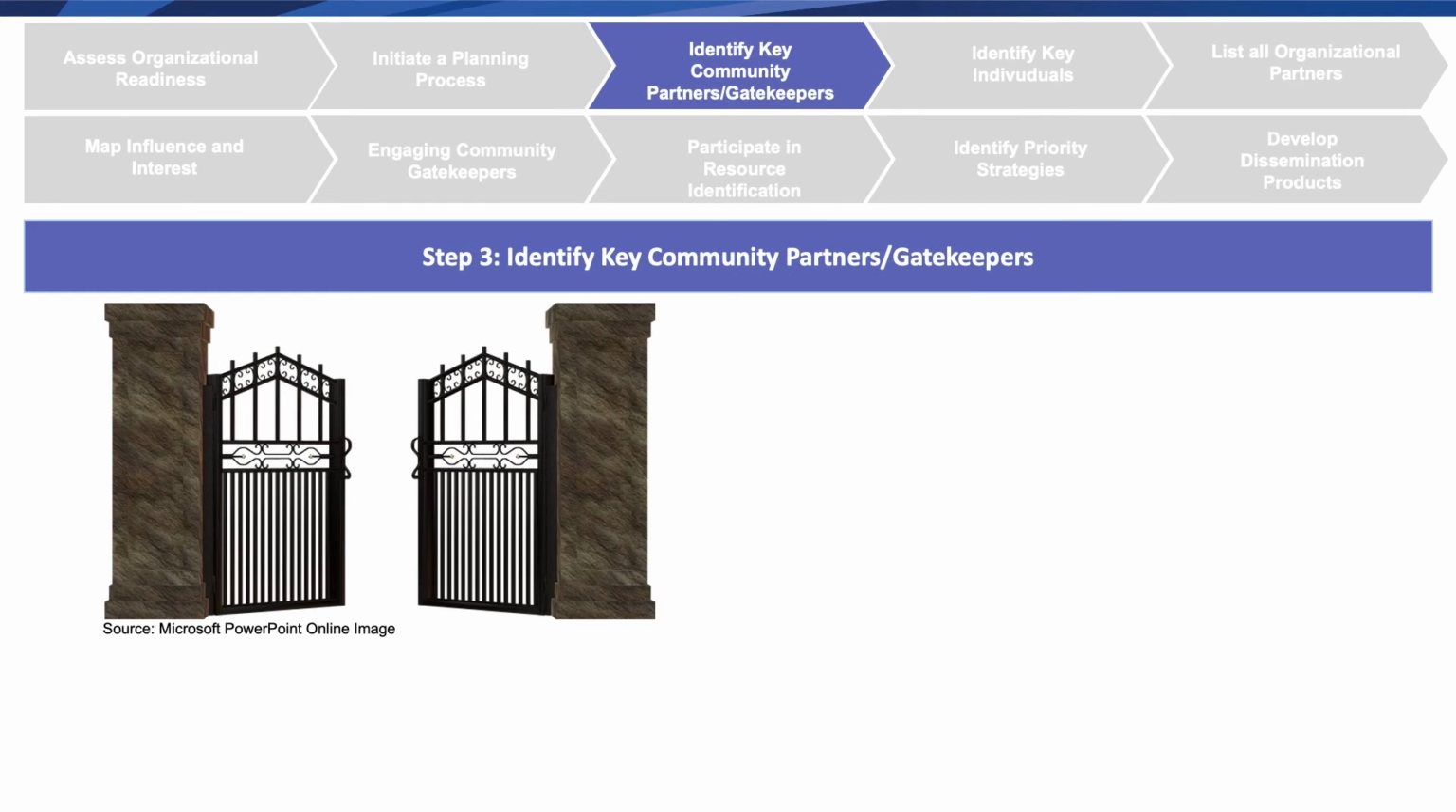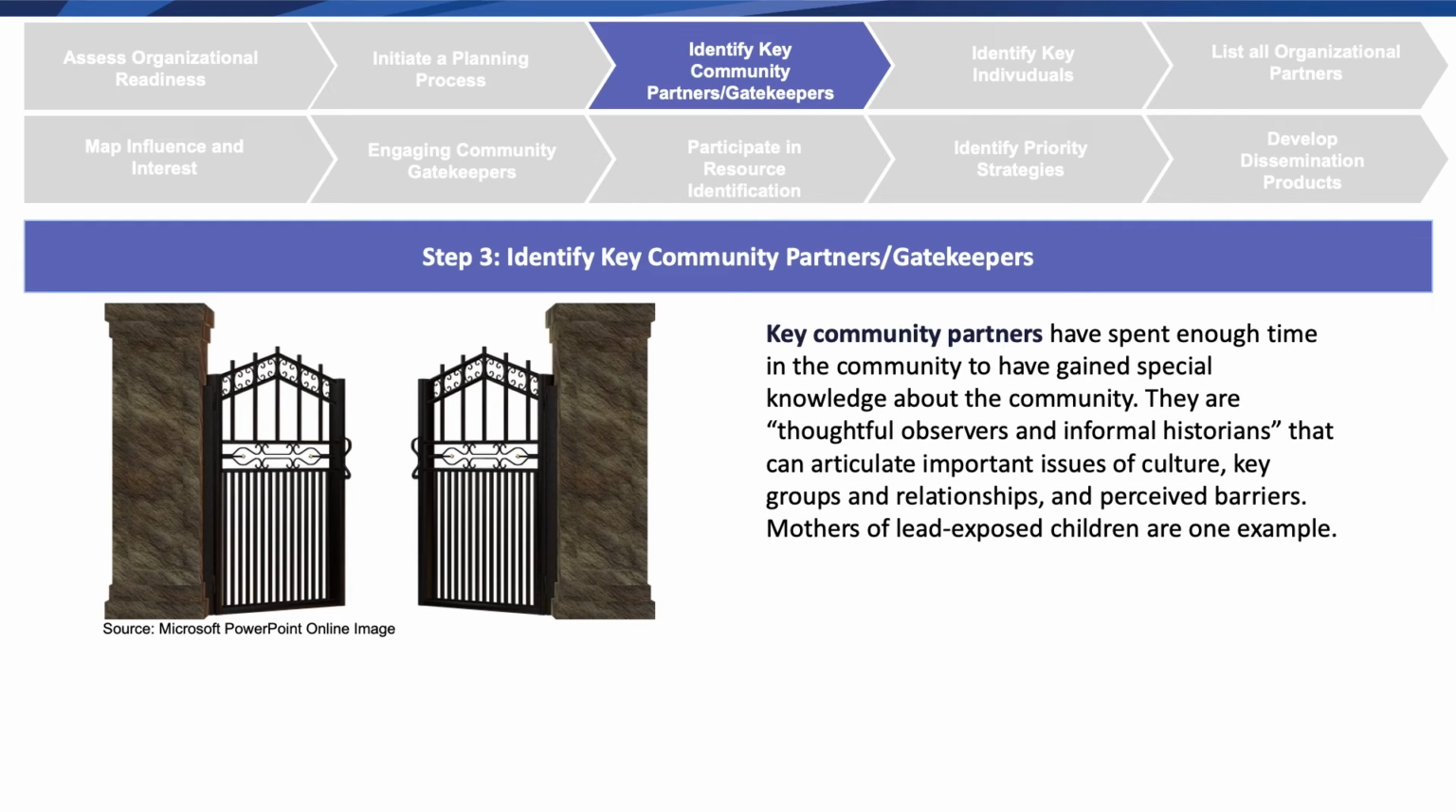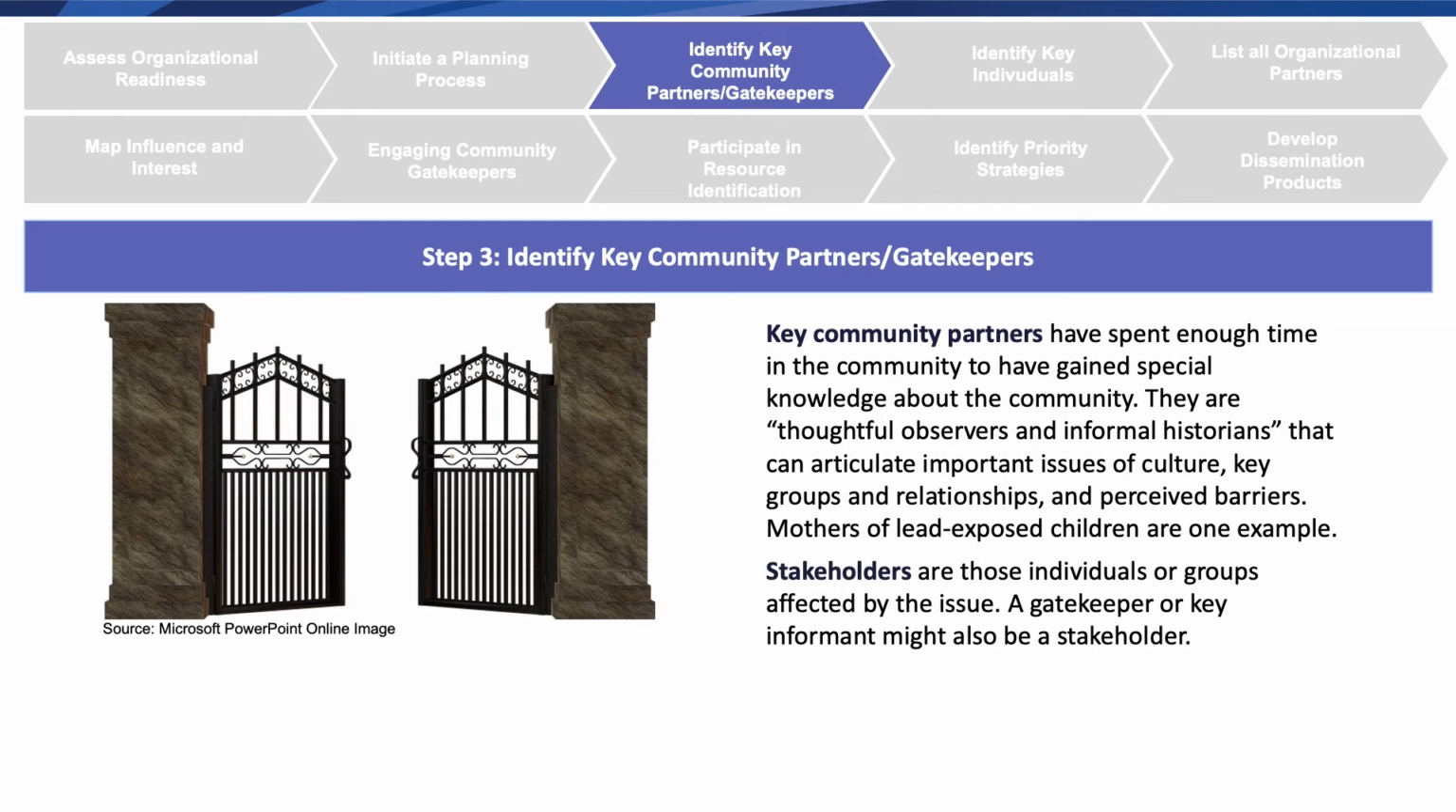So how do you identify community partners and gatekeepers? Community partners are those people who have spent enough time in the community to gain special knowledge. They have what's called local knowledge. They are thoughtful observers and informal historians that can articulate important issues of culture, key groups and relationships, and perceived barriers. Mothers of lead-exposed children are one example of key community partners. They are in the community, they've been through the whole process, and they understand what the barriers are to preventing lead poisoning. Stakeholders are those individuals or groups that are affected by the issue.